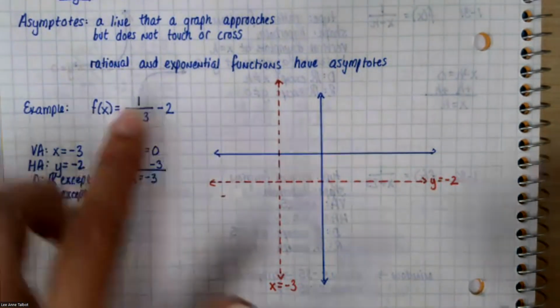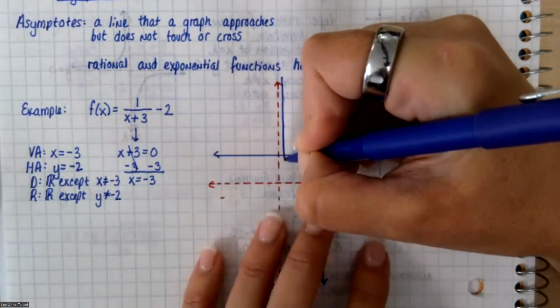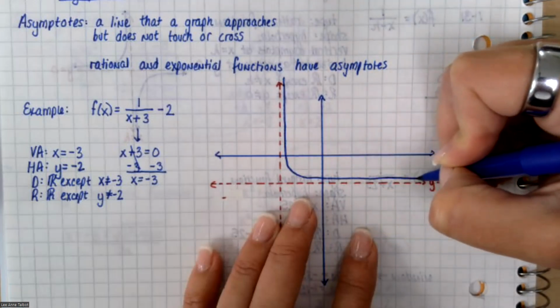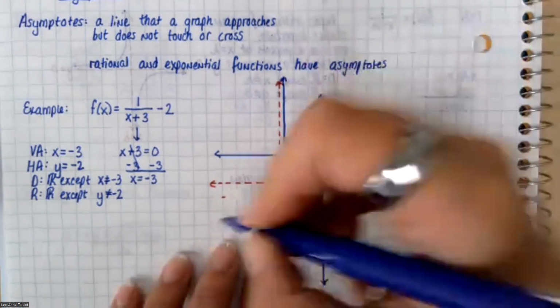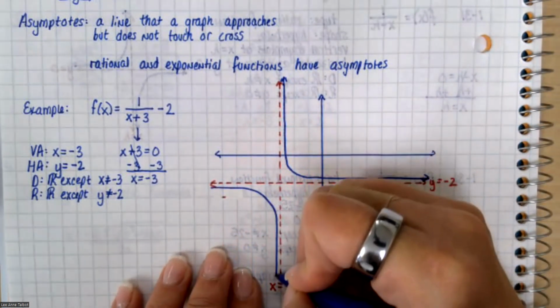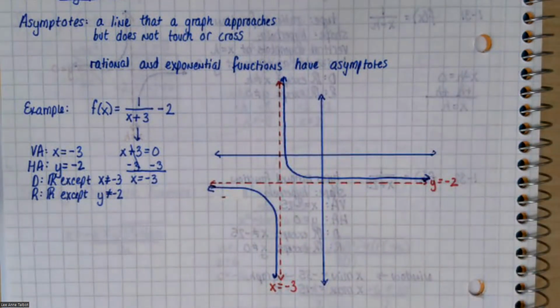And I know that this is a positive fraction. We just talked about this. So I know my curve is going to be in the top right and bottom left. And I'm done. Grab your phones when you're ready.